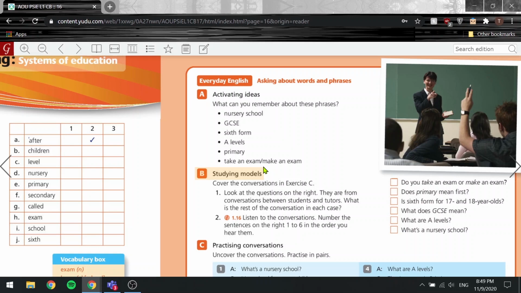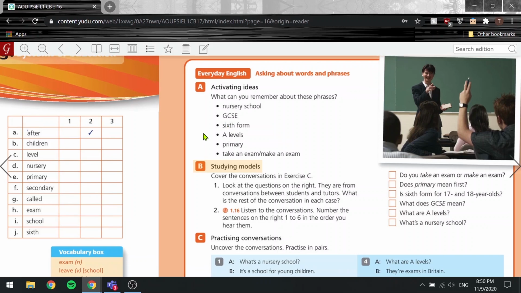Nursery school. So what is nursery school, you guys? Now, obviously, you guys should have answered by now and said that, hey, it's a school for young children, particularly children from the age of 3 to 5. Okay, so this is nursery school. What about GCSE? GCSE is basically an abbreviation for the British exam that is called General Certificate of Secondary Education. It's on the internet, by the way. You can go and look it up.